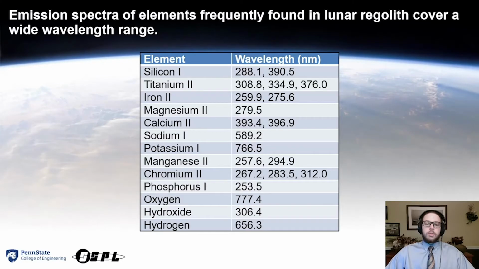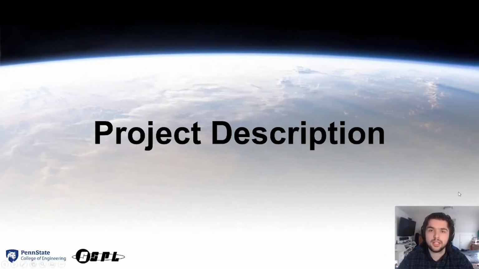The emission spectra of elements and compounds in ice water, along with elements frequently found in lunar regolith, cover a wide range, from around 250 nanometers up to almost 800 nanometers, with the most important for the detection of water being hydroxide at 306 nanometers and hydrogen at 656 nanometers. As a result, OASIS must be sensitive to a wide band of wavelengths. Let's begin the description of the OASIS project.